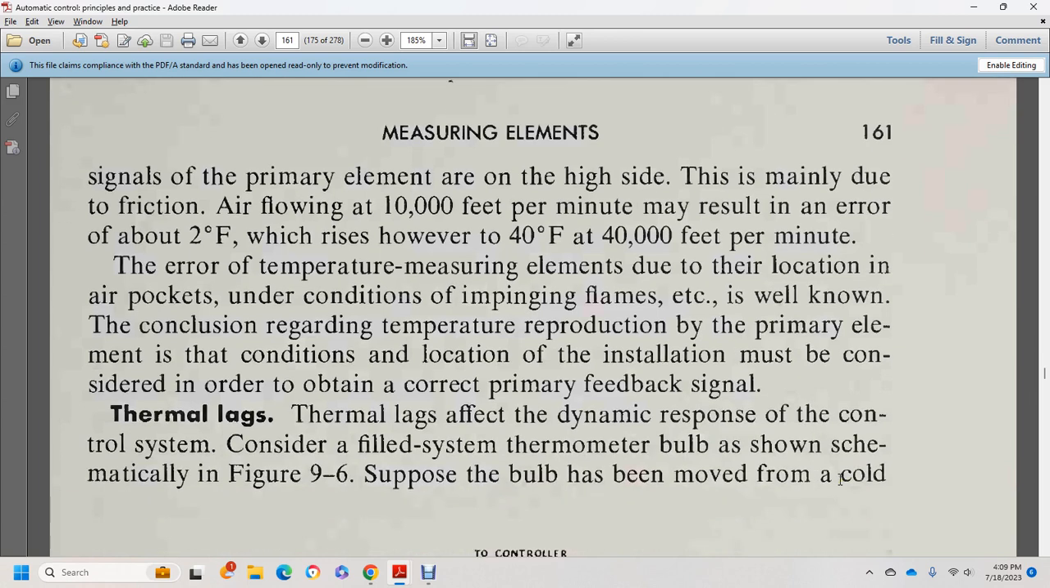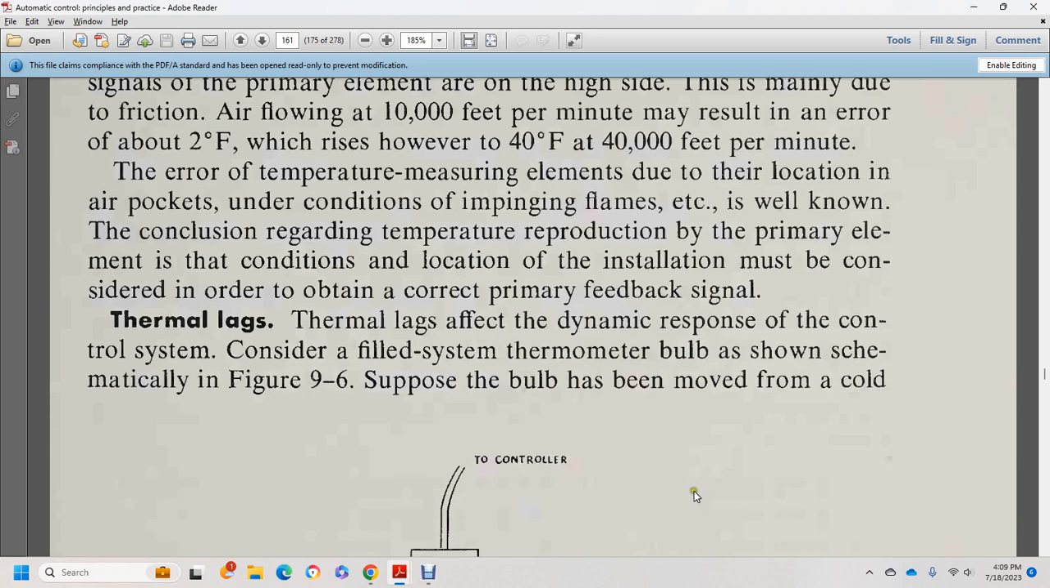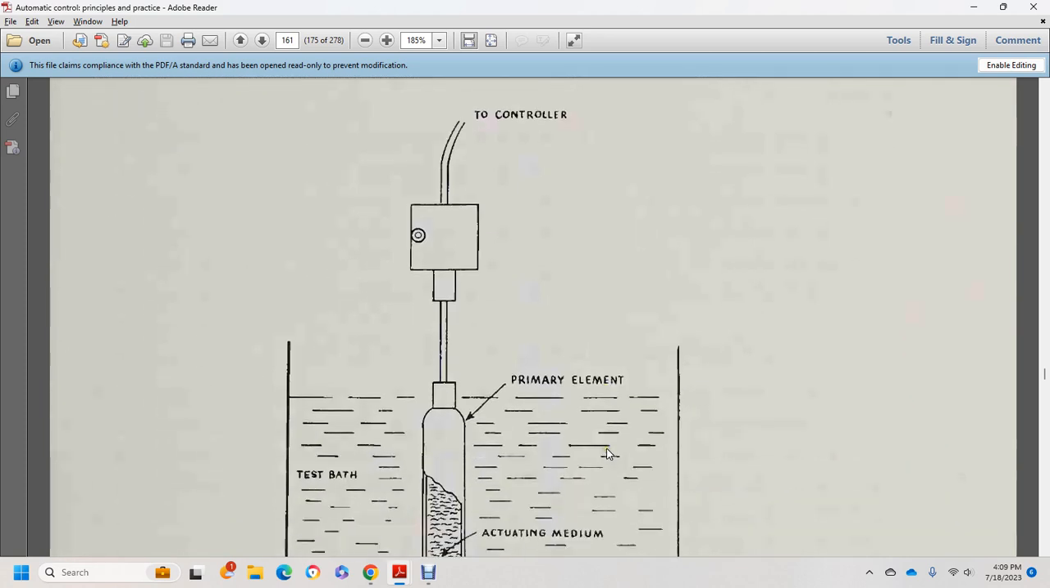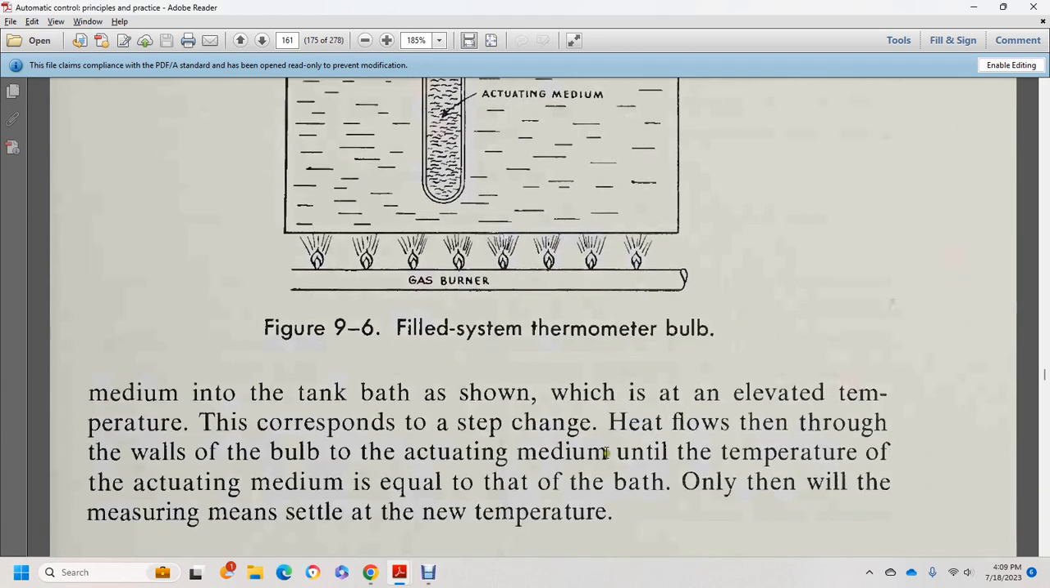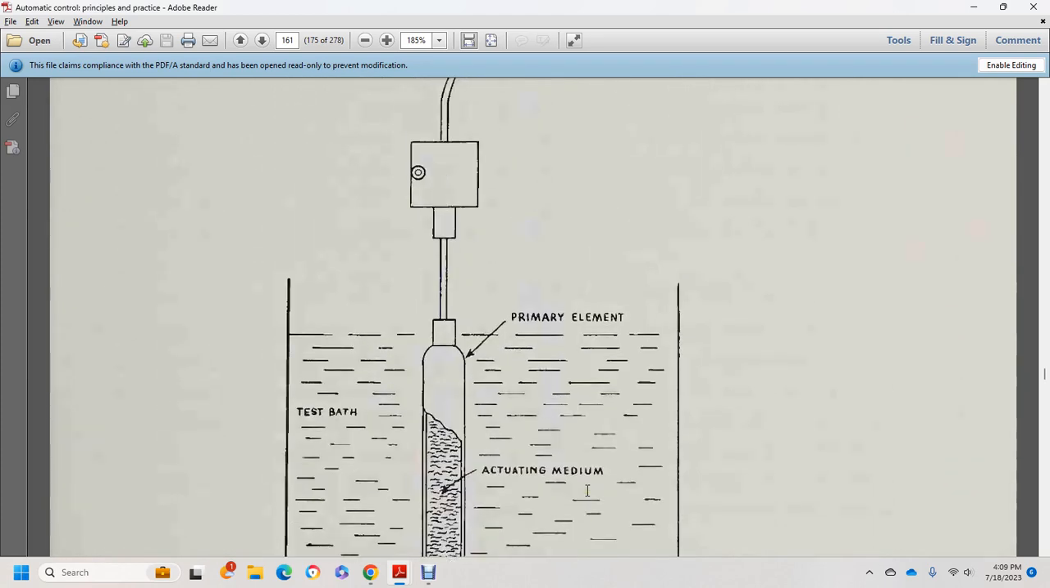Thermal lags affect the dynamic response of the control system. Consider the filled system and the thermometer bulb, also shown schematically in figure 9.6. The figure shows the controller, primary element, test bath, actuating medium, and the gas burner. Figure 9.6: filled system, thermometer bulb.